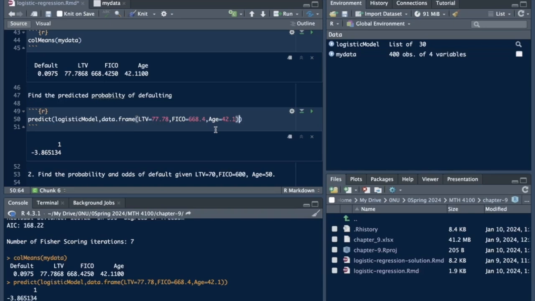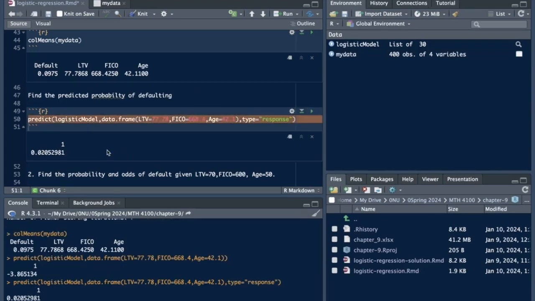This is important. We have to add another argument to tell R that we are predicting the response variable. I'm going to add another argument called type, and I'm going to set it to response. It is the way that we said it. It's called response. Here we go.